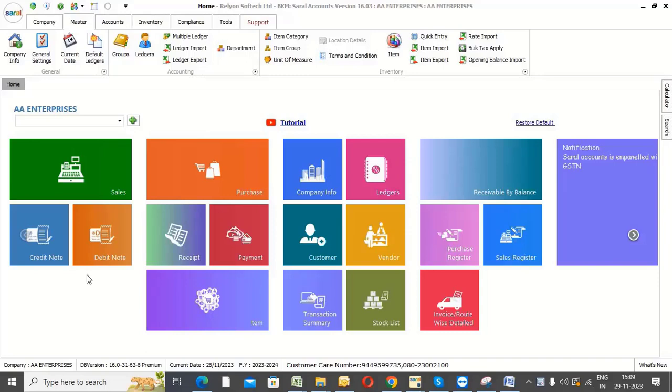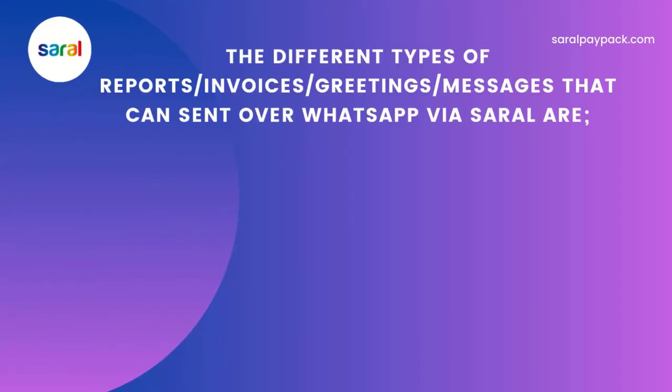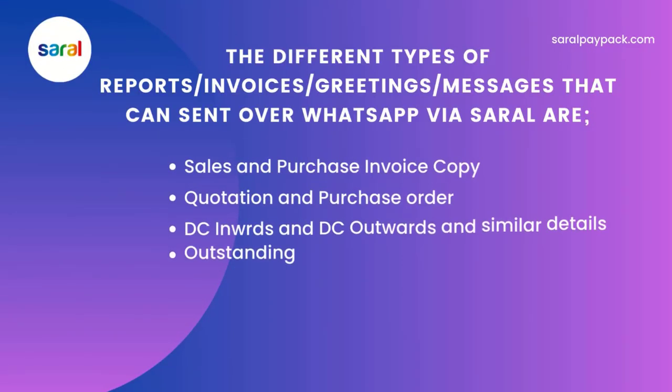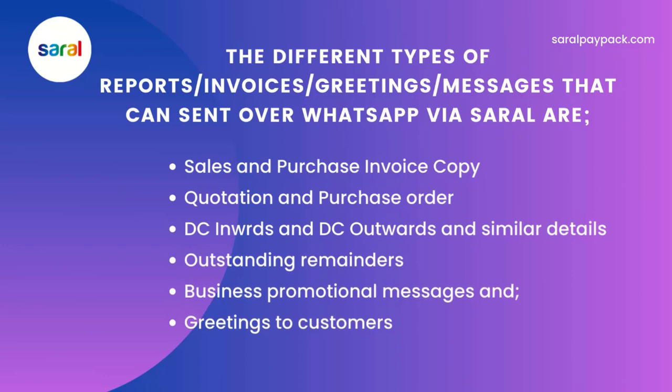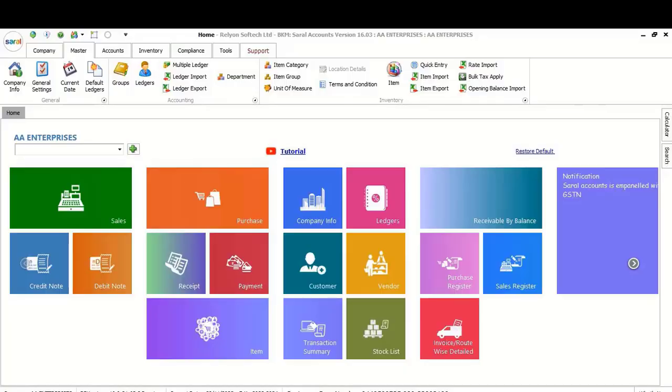Hi all, today we will see the WhatsApp configuration as well as sending invoices over WhatsApp via Saral. The different types of reports, invoices, and greetings messages that can be sent over WhatsApp via Saral are sales and purchase invoice copy, quotation and purchase order, DC inwards and DC outwards and similar details, outstanding reminders, business promotional messages and greetings to customers. First, let us see the configuration of WhatsApp API in Saral.